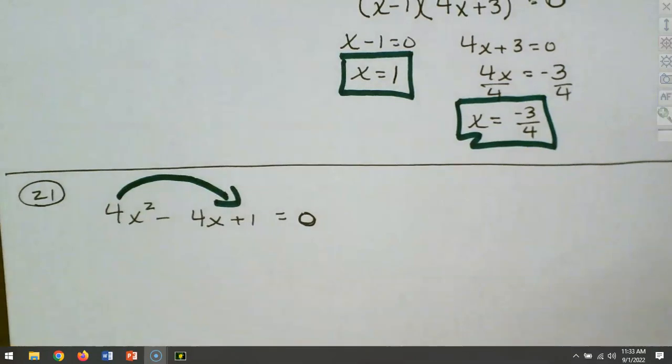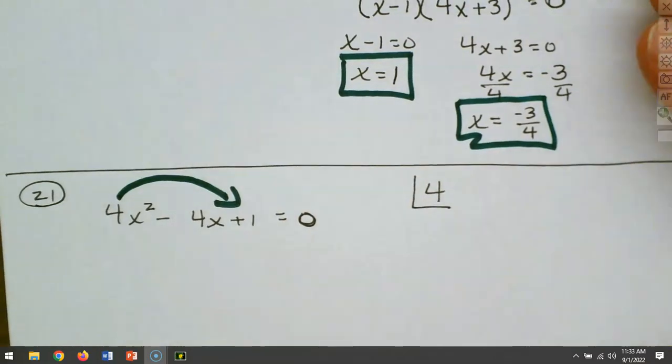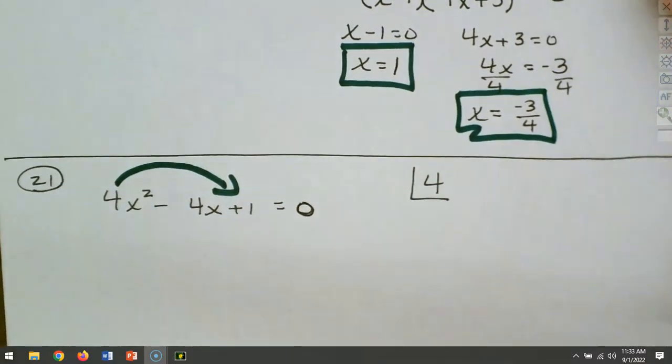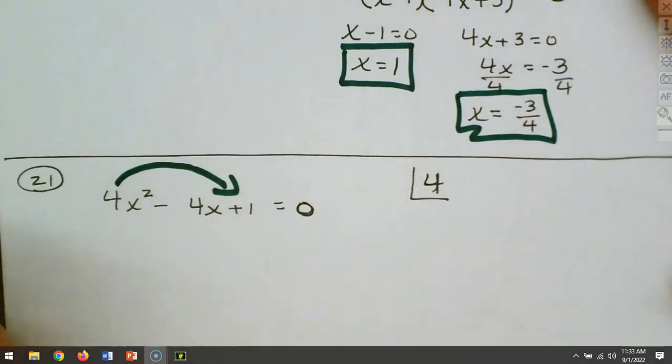First times the last. 4 times 1 is a 4. What do we know about the numbers? Are they different signs or are they the same? 4 is your positive here, right? So that means they're both the same.